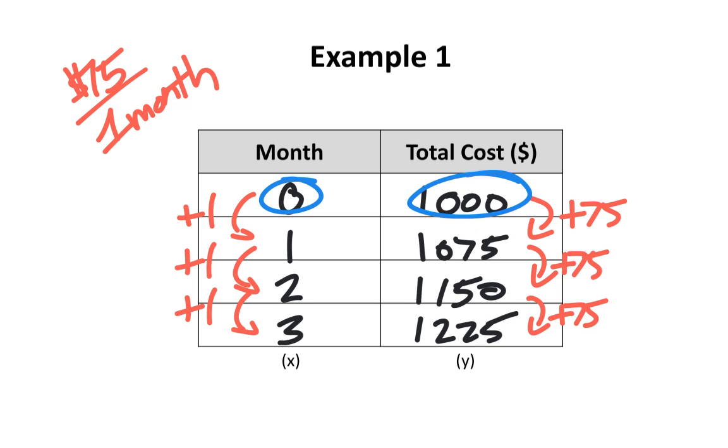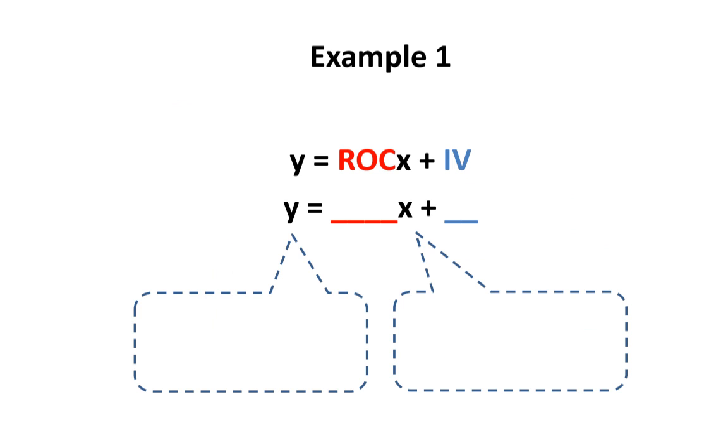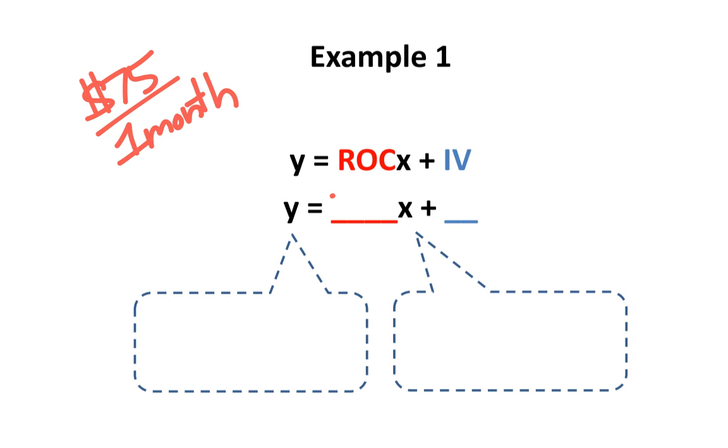Before we move on, it is important to know that the columns on the left of a table represent your values of x, and your columns on the right in a table represent your values of y. I can now represent this situation with an equation, y equals rate of change multiplied by x plus initial value. We already determined the rate of change to be an increase of $75 for every 1 month. This is the same thing as 75 over 1, which is the same thing as 75 divided by 1, which is the same thing as 75. Therefore, the rate of change can be simplified to just 75.